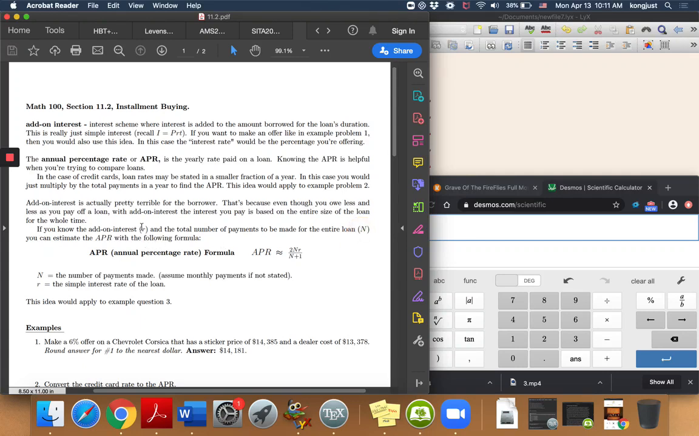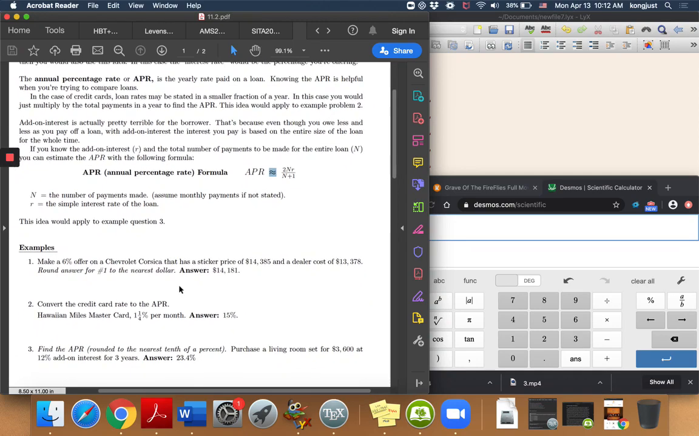If you know the add-on interest rate and the total number of payments, then you can estimate APR with this formula. Notice that this is an approximate formula. That's because calculating the true value is pretty long and complicated, but this value is close enough and it's really simple. You just take 2 multiplied by that big N, the total number of payments, times R, the rate, divided by 1 more than the total number of payments. And this is just the same thing restated here.